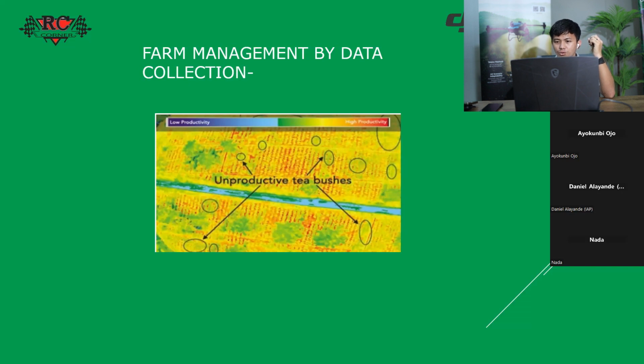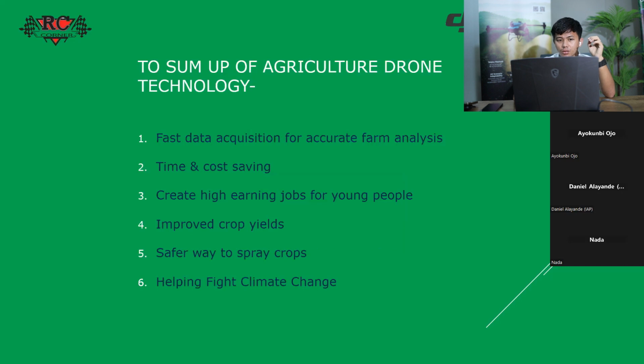Of course, if you do it weekly, some people might be doing pruning. Some people, if you map out, you will understand some areas need pruning, or there might be some error, then you can go and check. Okay, this information lets you manage your farm by data collection.